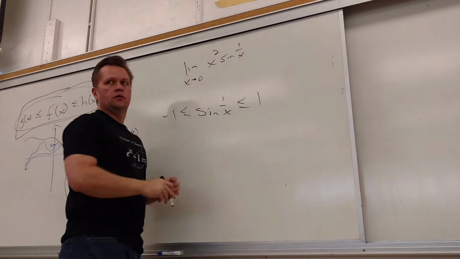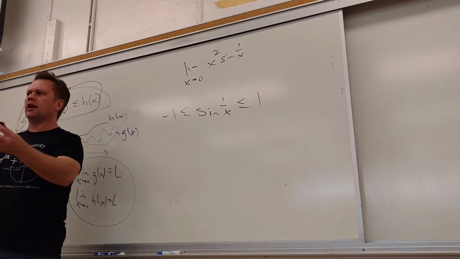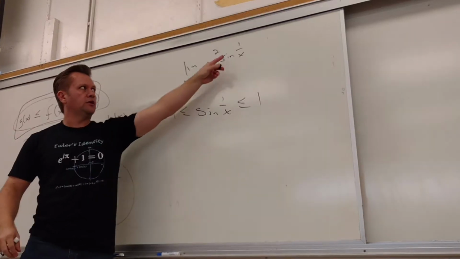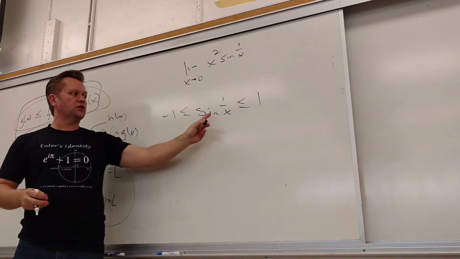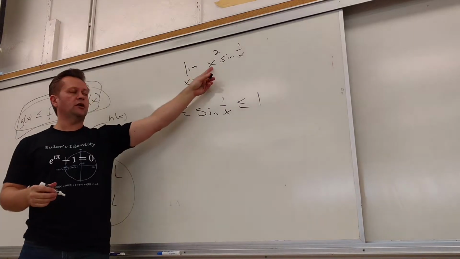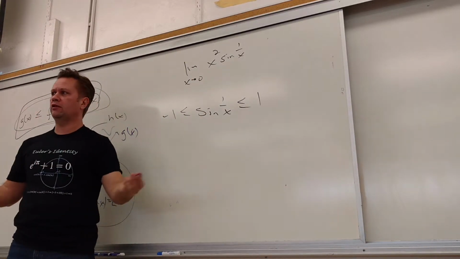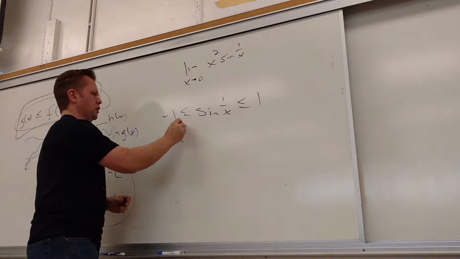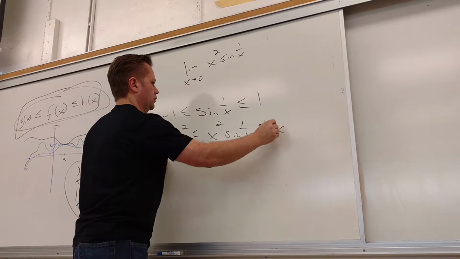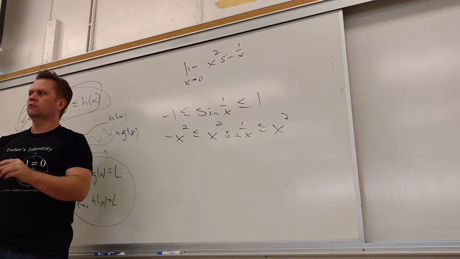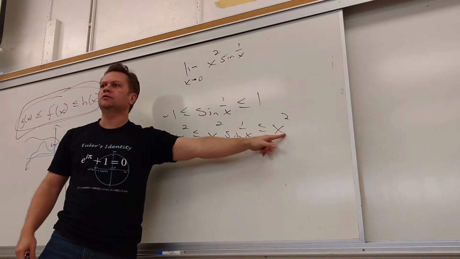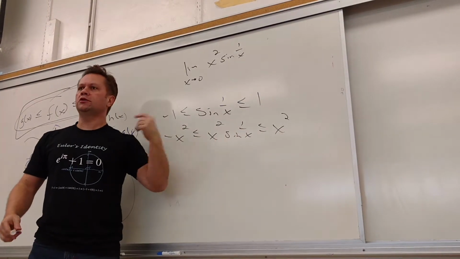So I'm building my g and my h function based on the bounding of part of this. Is that the function that I want to say something about? No. So how do I get the rest of it in there? I just multiply everything by x squared. And then I get negative x squared is less than or equal to x squared sine 1 over x, less than or equal to x squared. That's true, right? Now take the limit as x goes to 0 of these two outside ones, and it will force the middle one to do something.